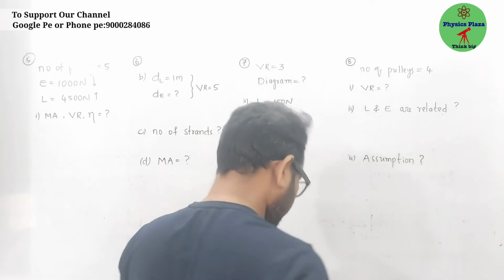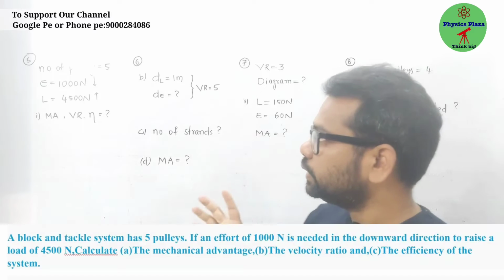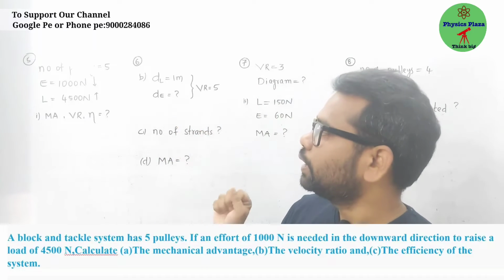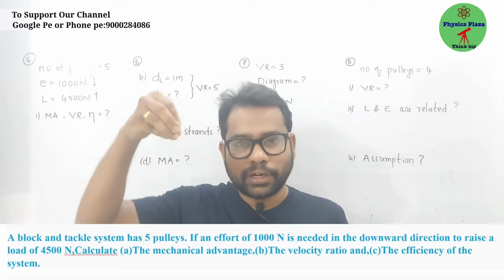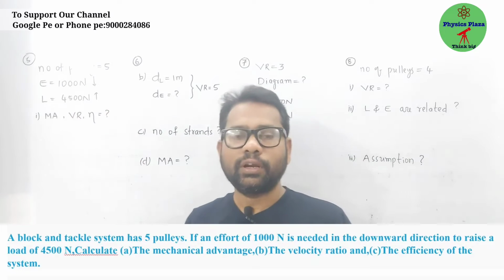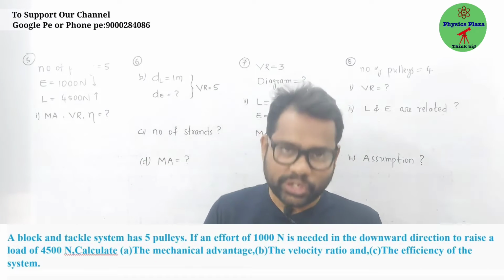What assumption are we making? So children, look at numerical 5. It is given that it's a block and tackle system in which the number of pulleys is 5 and an effort of 1000 Newton is applied in the downward direction to lift a load of 4500 Newtons. Now they are asking us to calculate the mechanical advantage, velocity ratio, and efficiency.